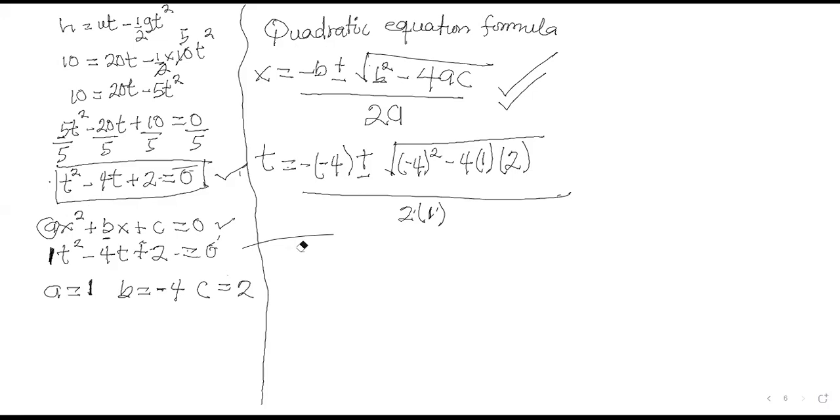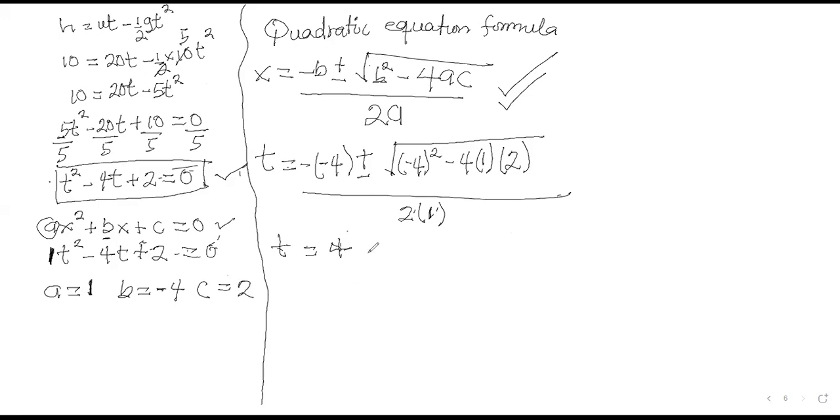Sir, but why didn't we multiply the 2 by the 1? Okay, you've seen it. 2 times 1 is still 2, that's why. So t is equal to 4.